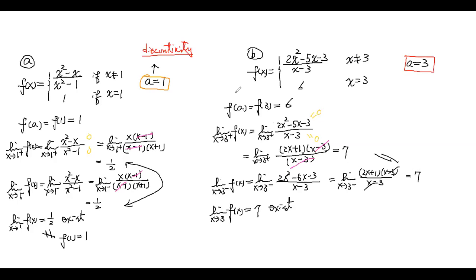But unfortunately, it's not equal to what? f of 3, which is 6. So I know that a equals 3 is a discontinuity point, right? Because the limit is not equal to the function value here.